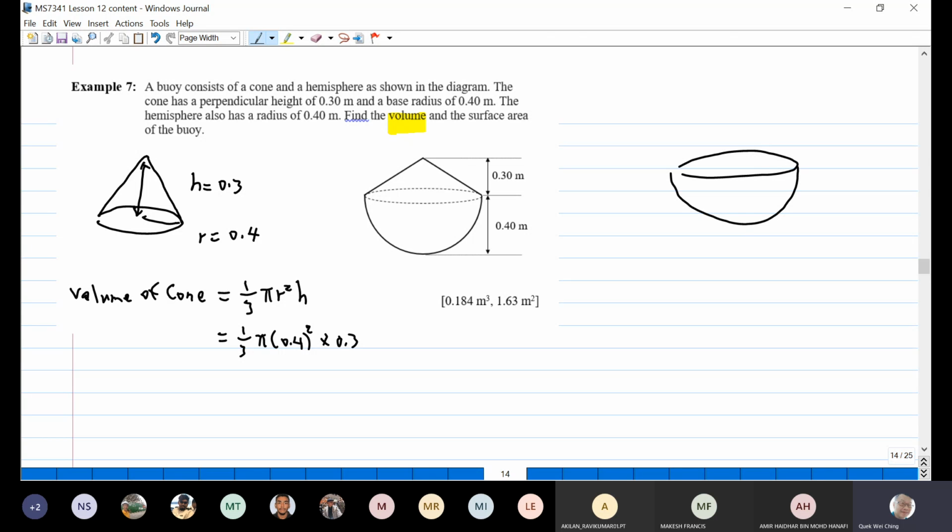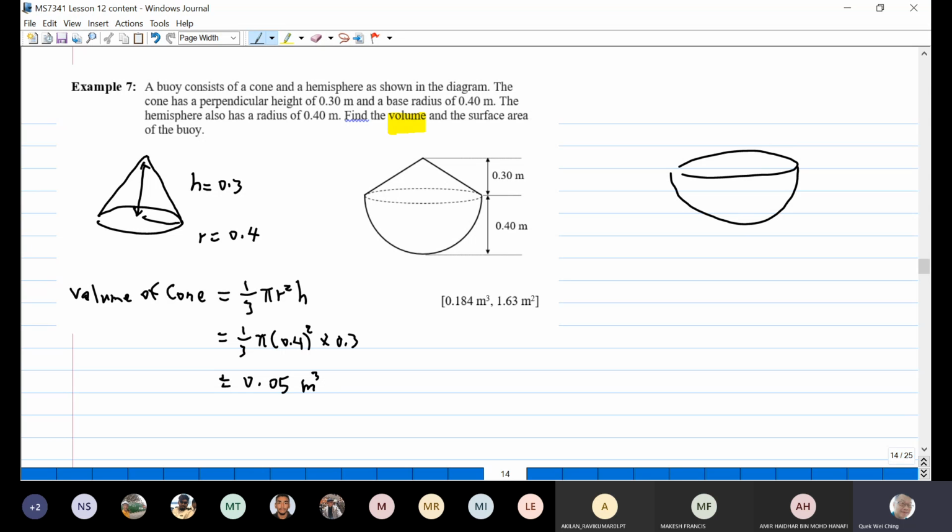So let's find out what this is. 1/3 of pi r squared: 1/3 of pi, 0.4 squared, times the height 0.3. That gives 0.05, in cubic meters. This is the volume of the cone, using 1/3 pi r squared h.